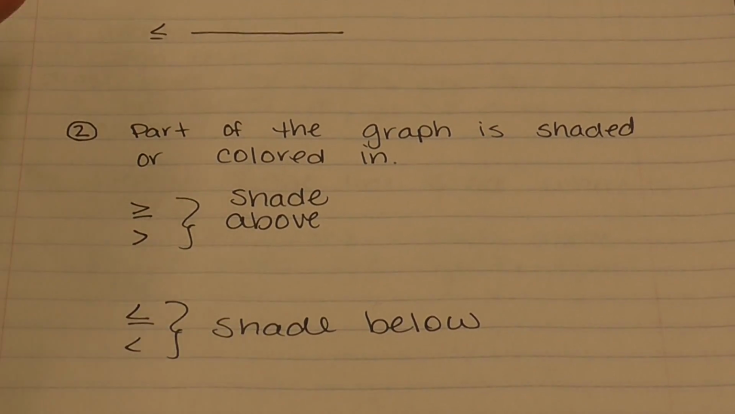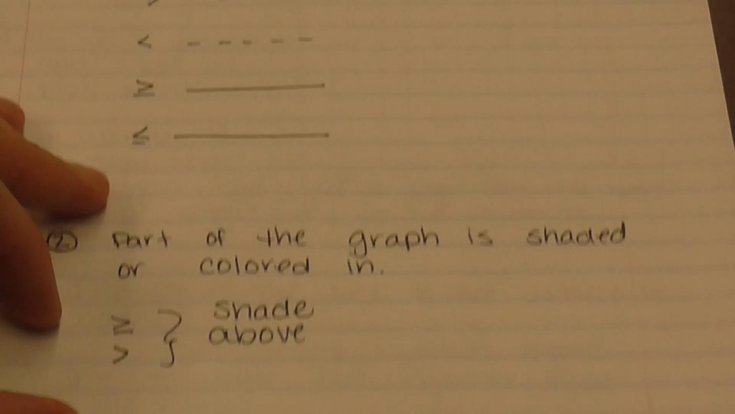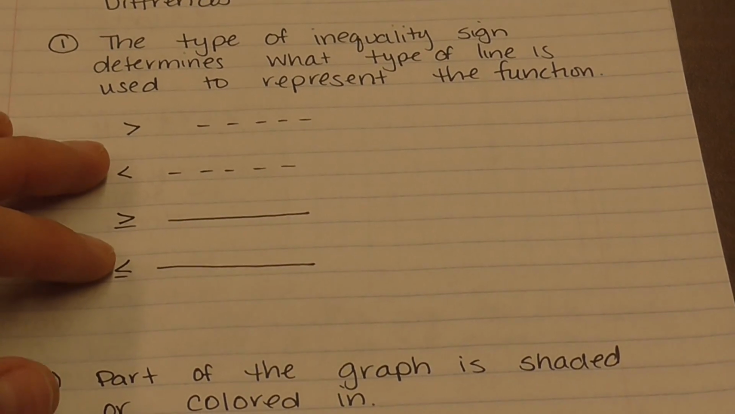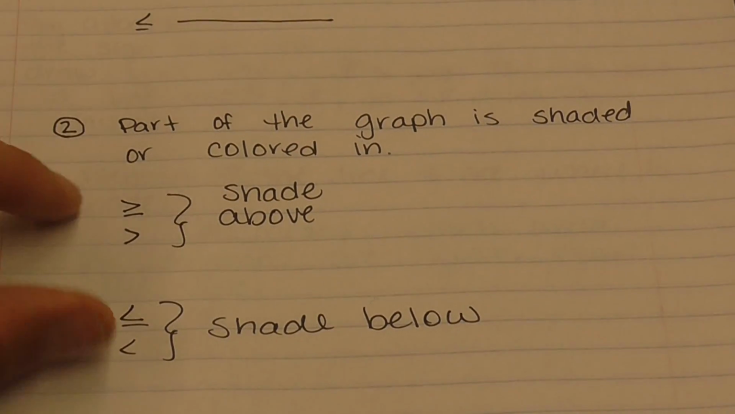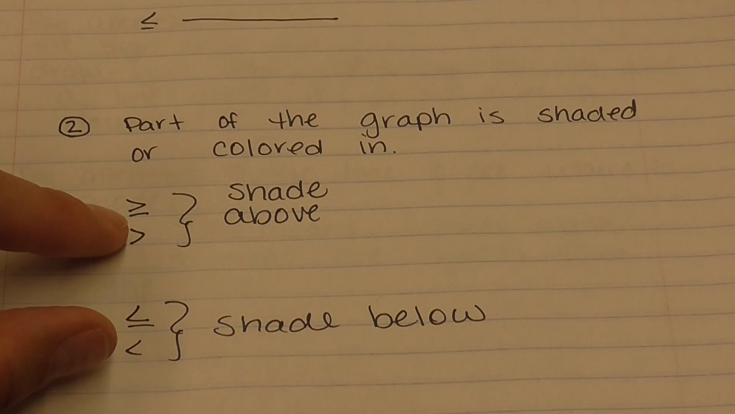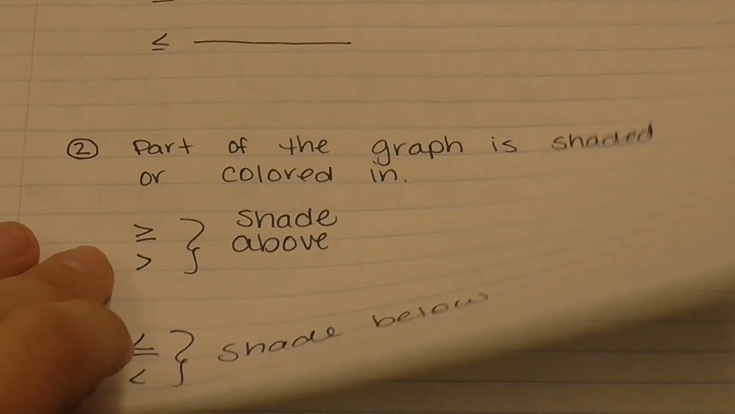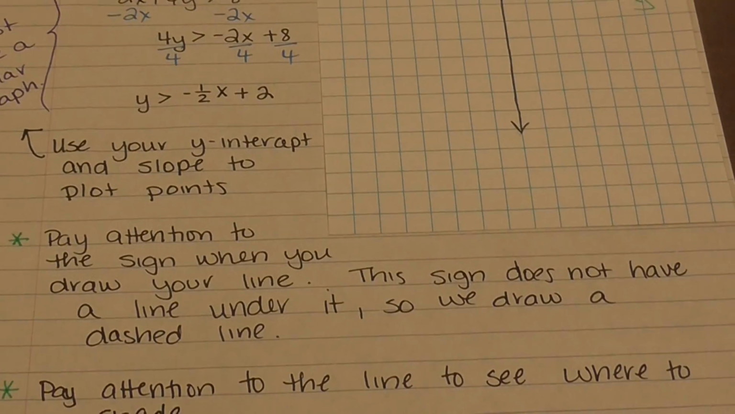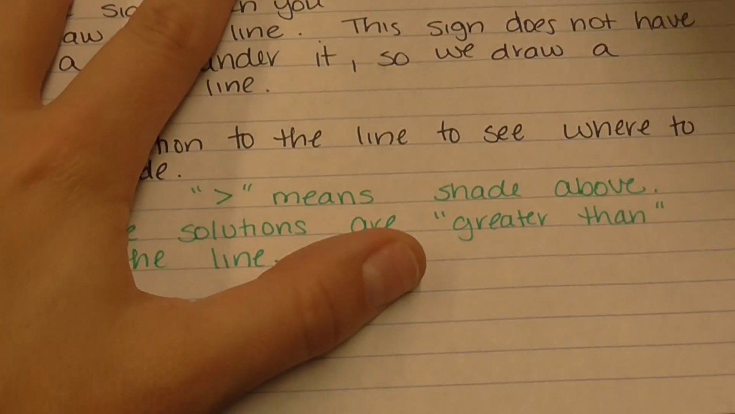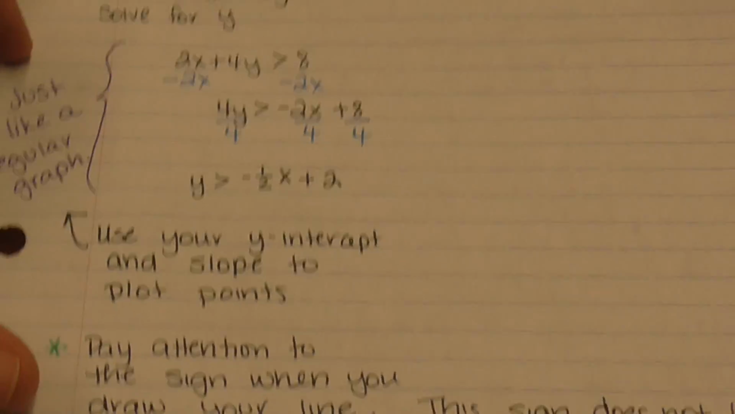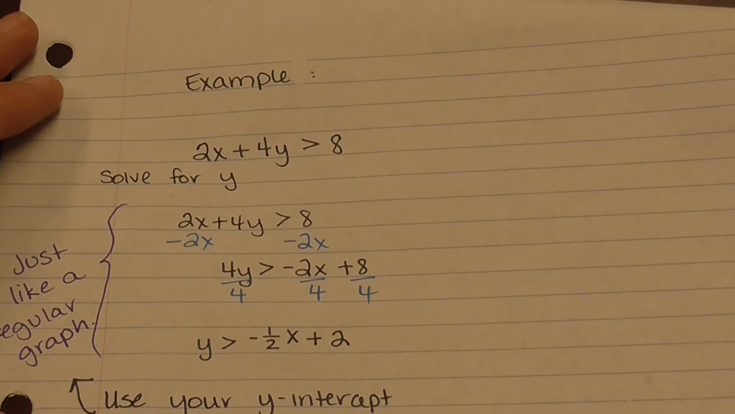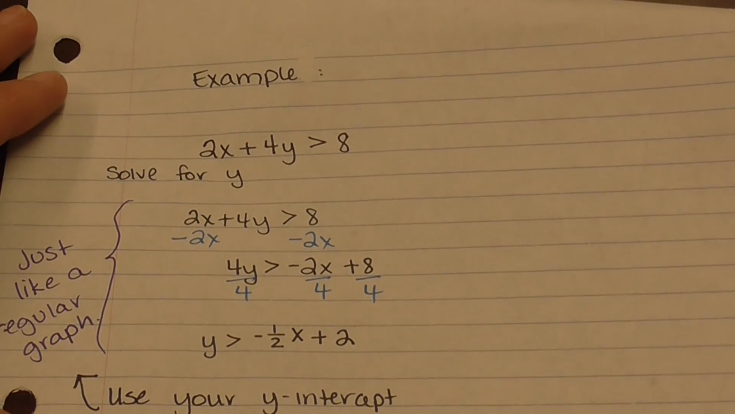So you're going to graph your function, you're going to use the correct line, and then you will shade either above or below depending on whether or not it's some version of greater than, or some version of less than. So let's look at an example. I'm going to take this off for now. So in an example of 2x plus 4y is greater than 8.